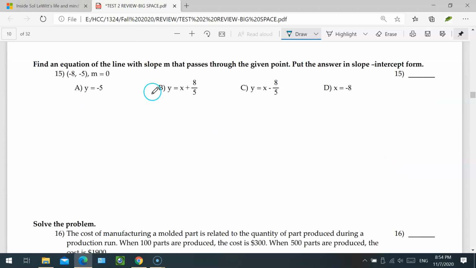Find the equation of the line with the given slope passing through the given point, and now you have to find the slope-intercept form.